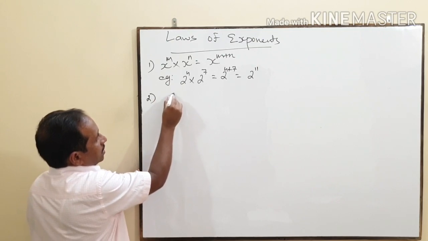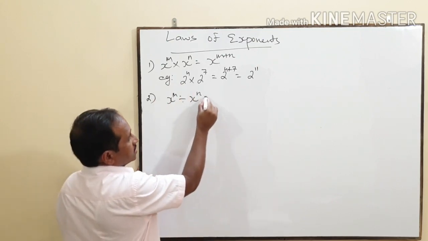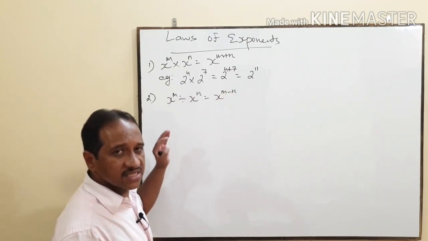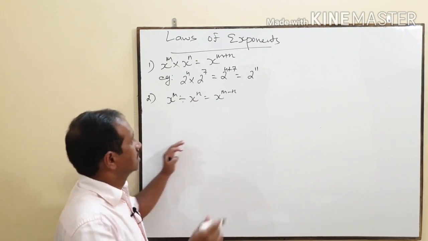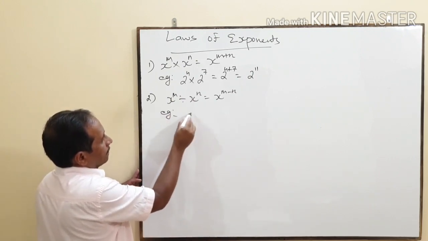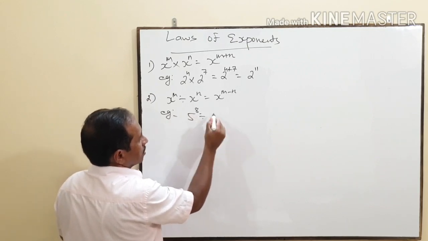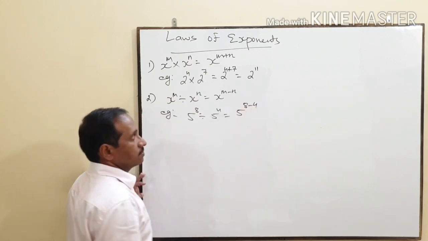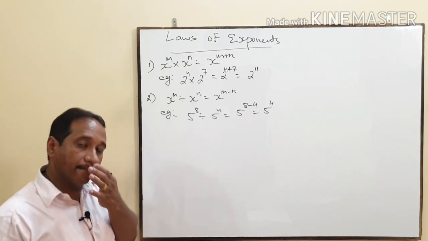Second one is x raised to m divided by x raised to n is equal to x raised to m minus n. This is a law used for dividing two exponential expressions. Example, 5 raised to 8 divided by 5 raised to 4 is equal to 5 raised to 8 minus 4, that is equal to 5 raised to 4.